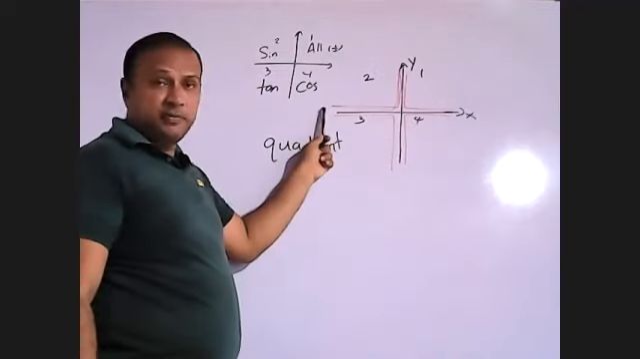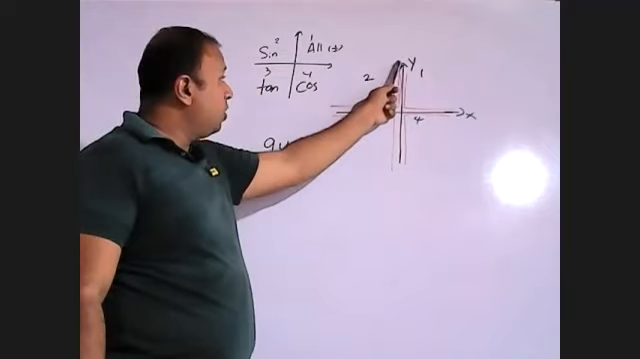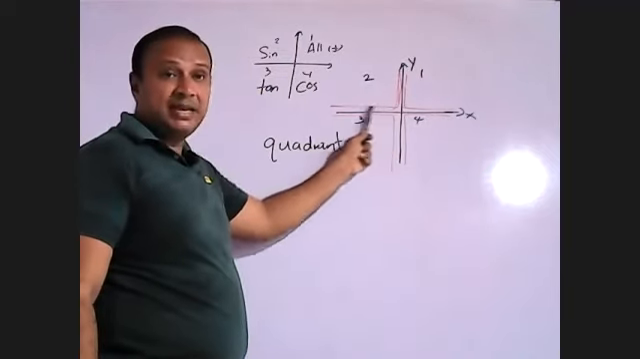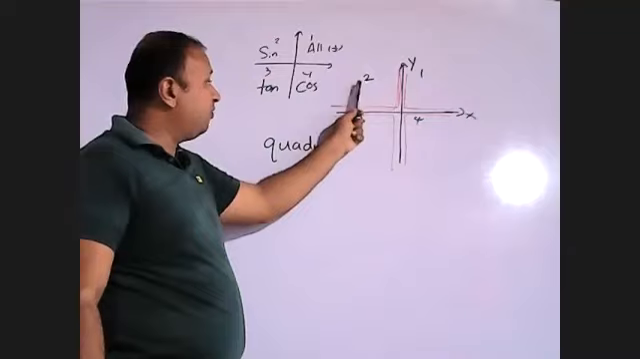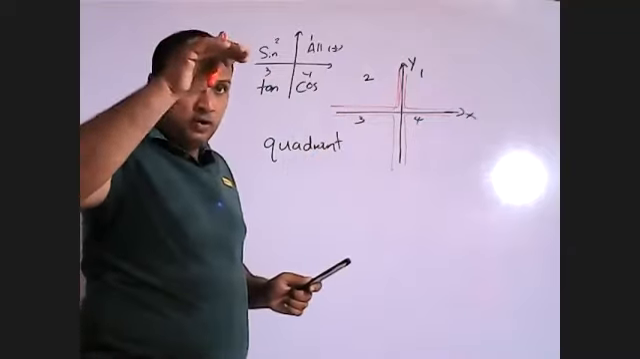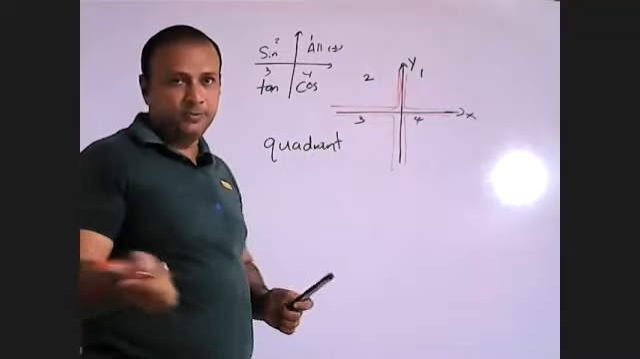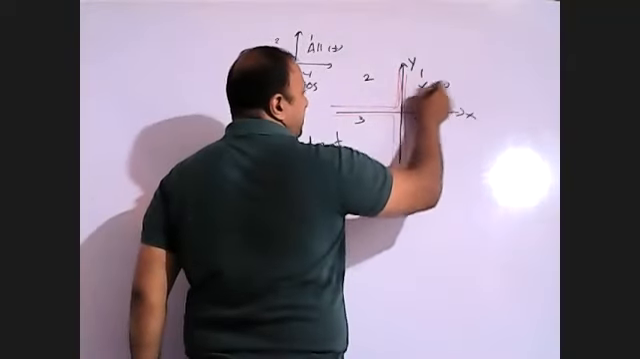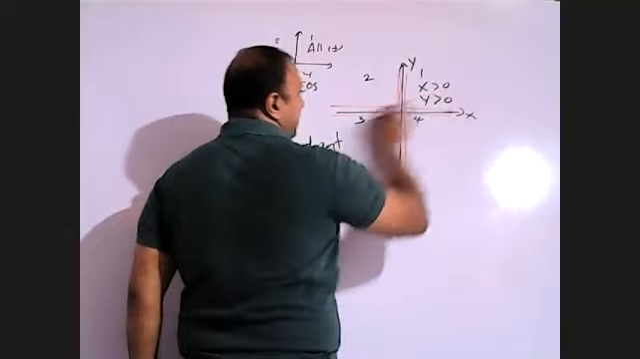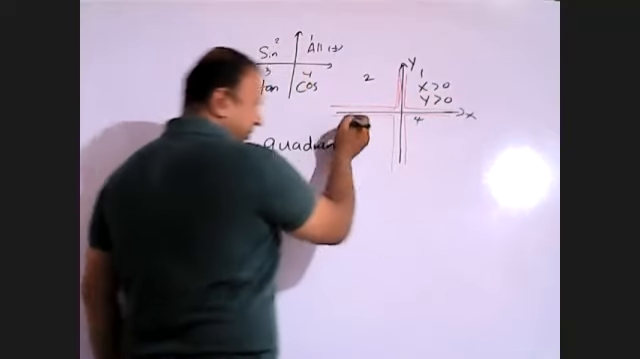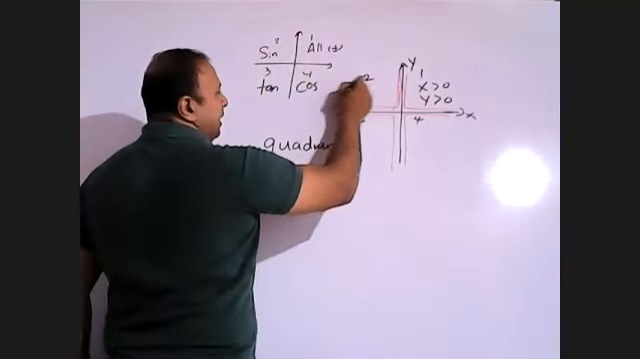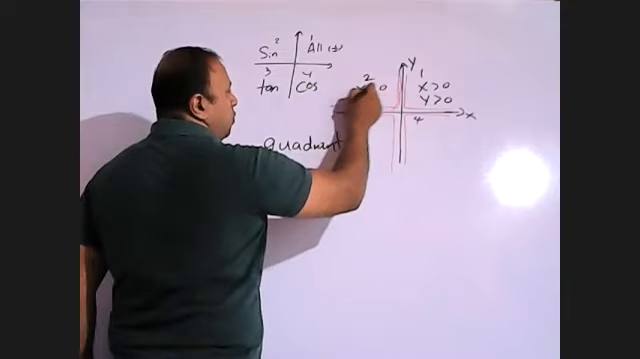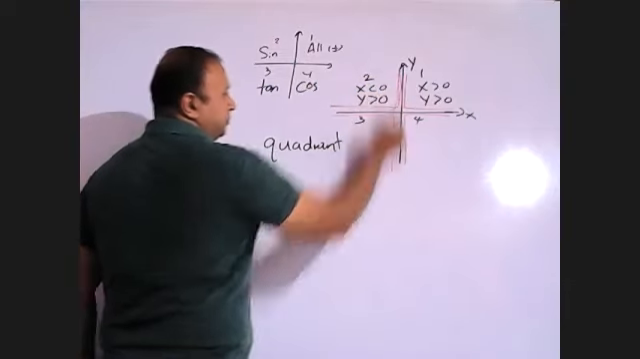Look at this one, the second part. In the second quadrant, y values are positive, but x values are negative. In the first one, both x and y are positive. In the second one, x values are negative, y values are positive.